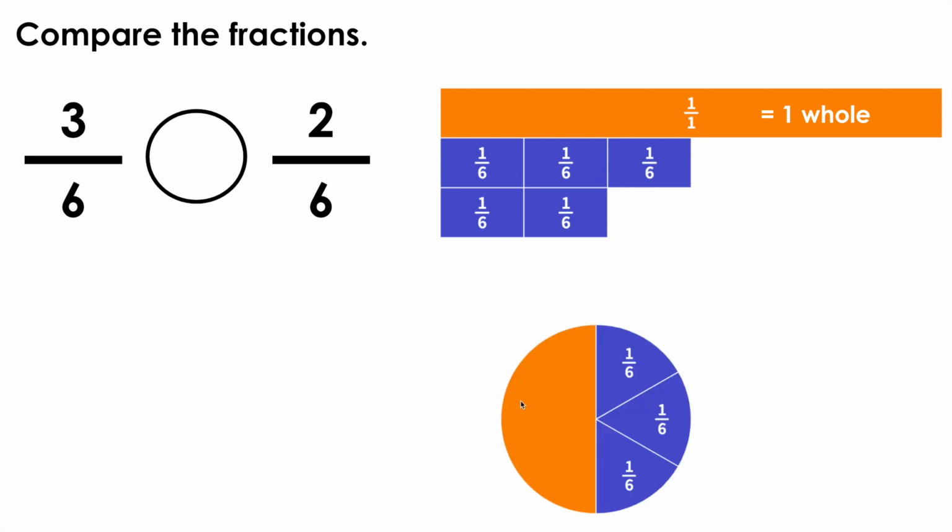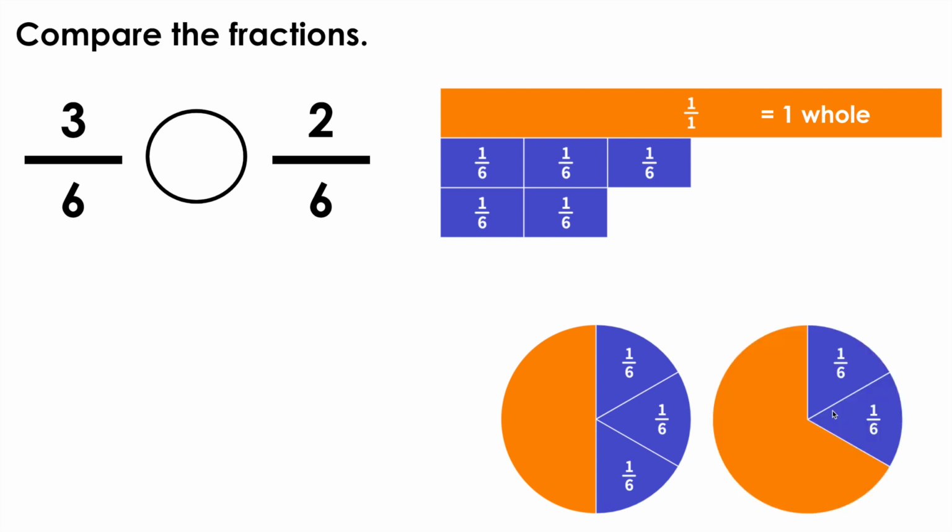Here we have one whole. Covering the whole, we have 3/6, which we can see is half of the whole. On this side, we have 2/6. We can clearly see that 3/6 is greater than 2/6. So we will write 3/6 is greater than 2/6.